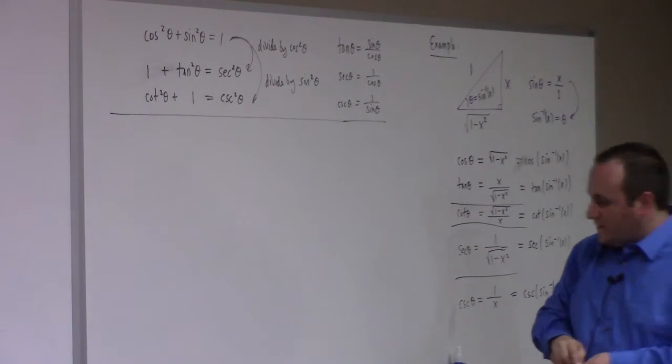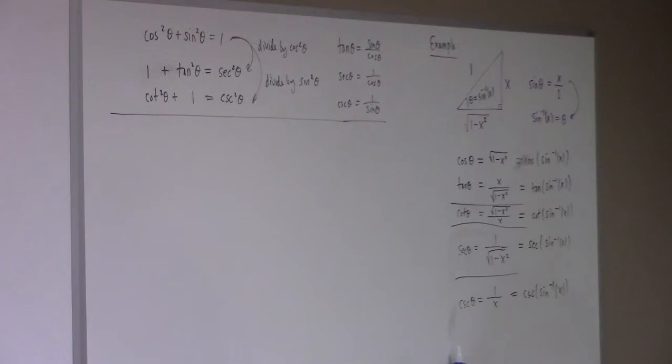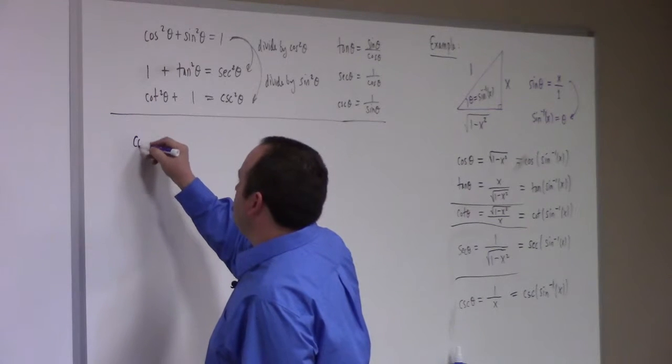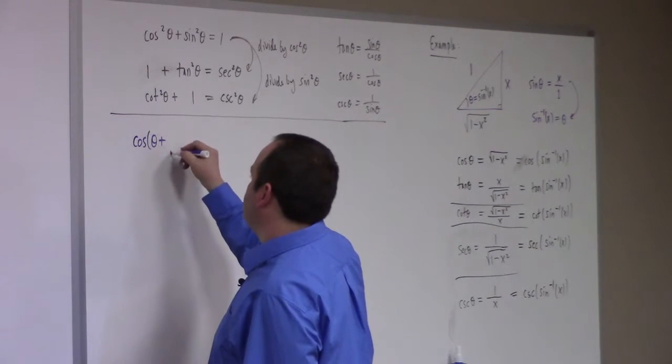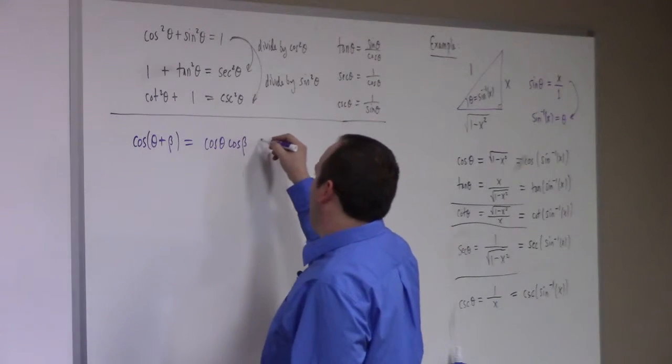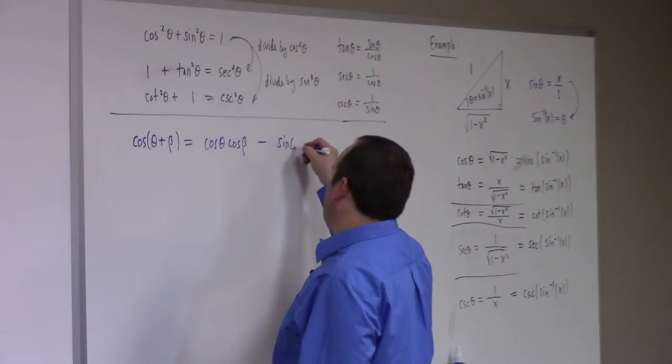The next level of inquiry, which involves a considerably deeper idea of trigonometry, are the so-called adding angles formulas. So, adding angles formulas. How about this? Cosine of theta plus beta is equal to cosine theta, cosine beta, minus sine theta, sine beta.